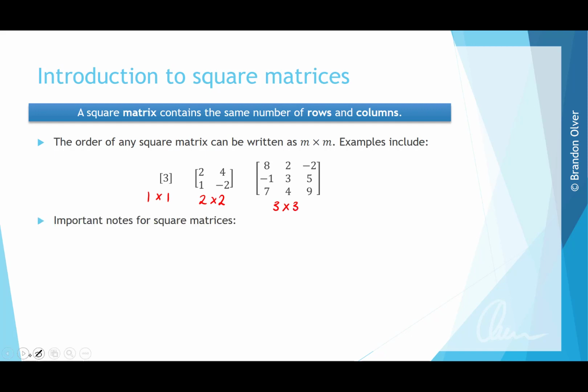Important notes for square matrices. Only square matrices can be squared, that is, multiplied by themselves, and only square matrices have a multiplicative inverse, which we represent as A to the power of -1.